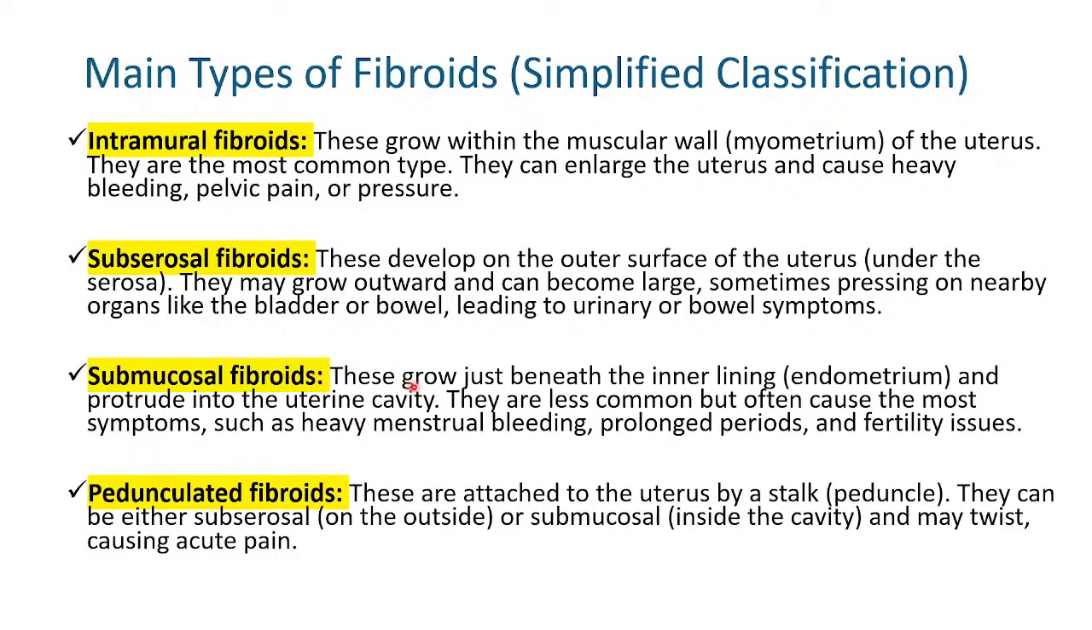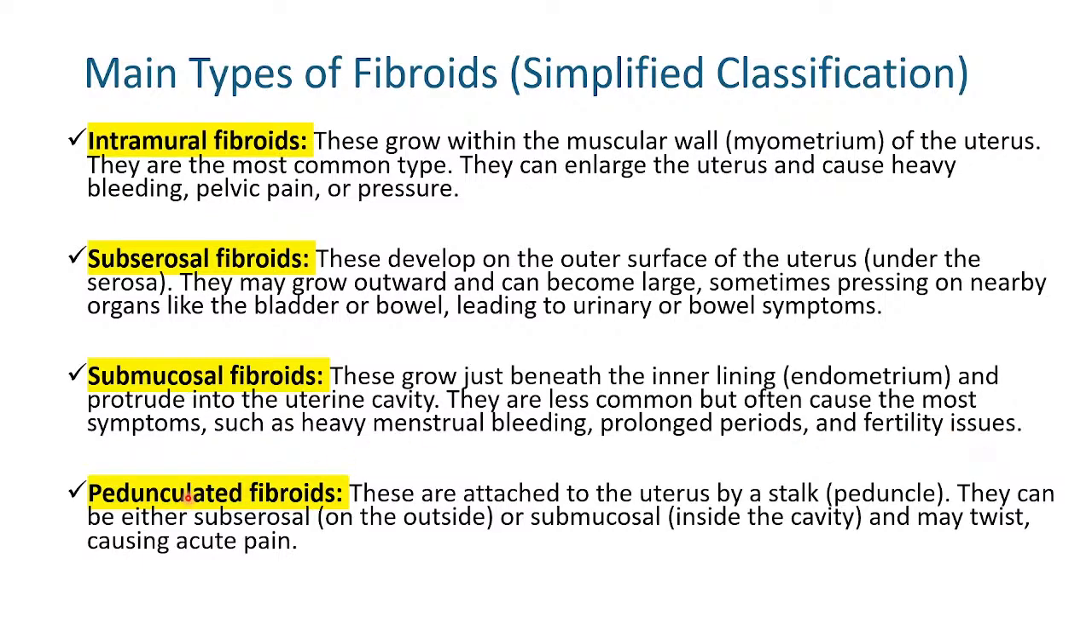Submucosal fibroids grow just beneath the inner lining, the endometrium, and protrude into the uterine cavity. They are less common but often cause the most symptoms, such as heavy menstrual bleeding, prolonged periods, and fertility issues.